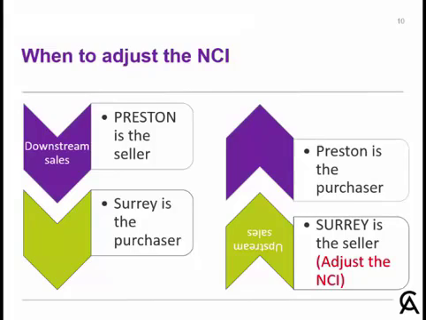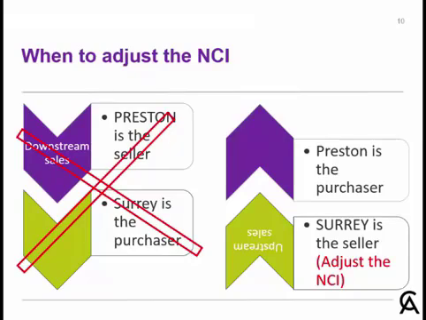On the other hand, when you've got upstream sales, the sub is the seller, they're the ones making the profit, and the parent is the purchaser. So it's when you've got an upstream sale that you adjust the non-controlling interest. So don't adjust the NCI when you've got downstream sales. I hope that clarifies things around unrealised profits in inventory.